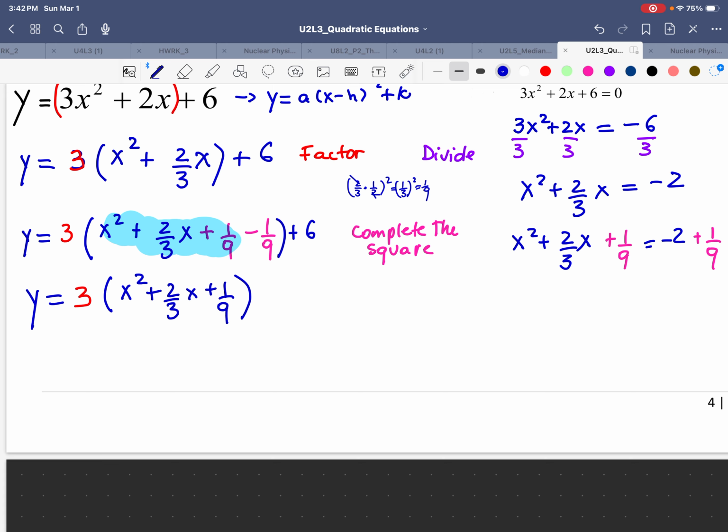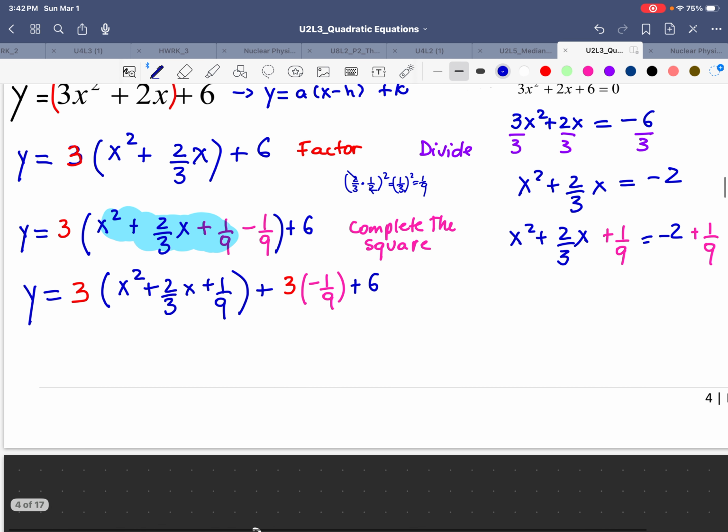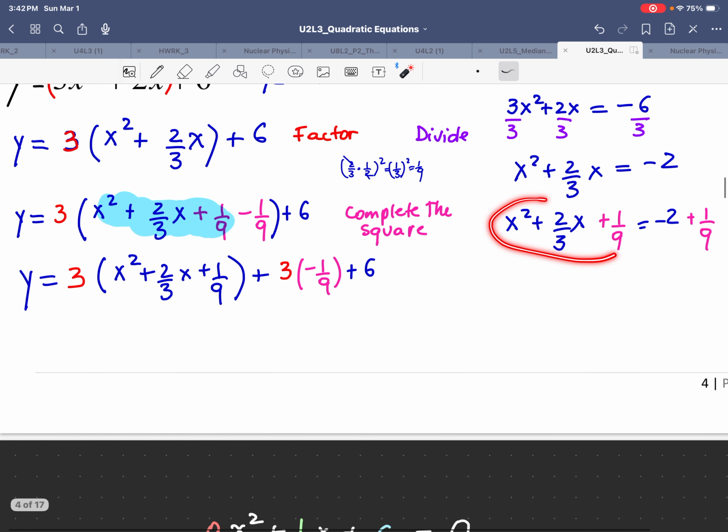And negative 1 over 9 will come out. Don't forget, it has a coefficient, so we're going to have plus 3 times negative 1 over 9, and then plus 6. Now, in quadratic equations, we already have this perfect square together, so what we can do is just factor it.